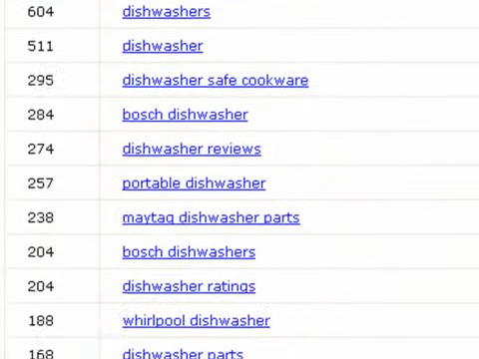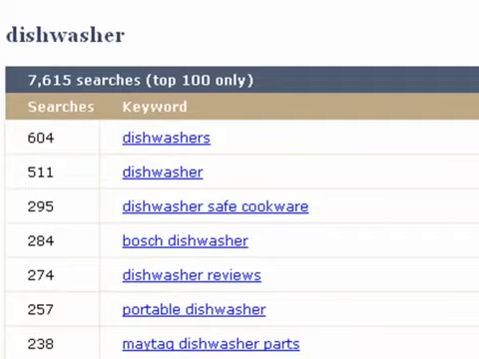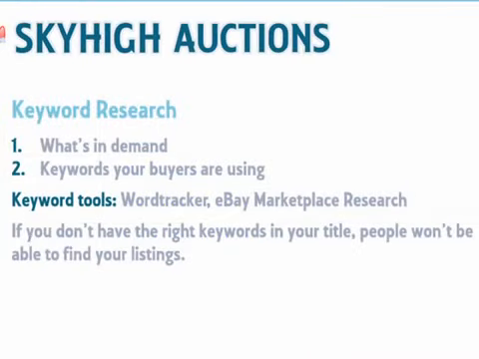This research will help you in 2 ways. A. It will give you a strong idea of what items you should be selling, that is, what is in demand. B. You'll find out what keywords you must include in your auction titles to best match the searches your buyers are using.